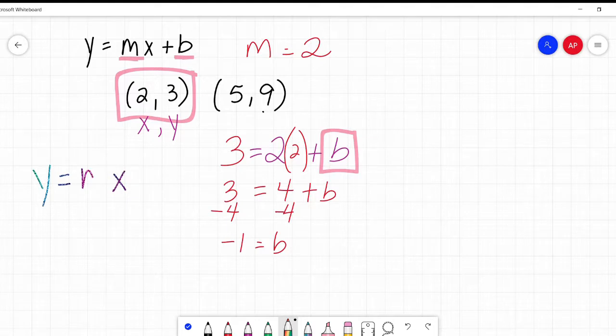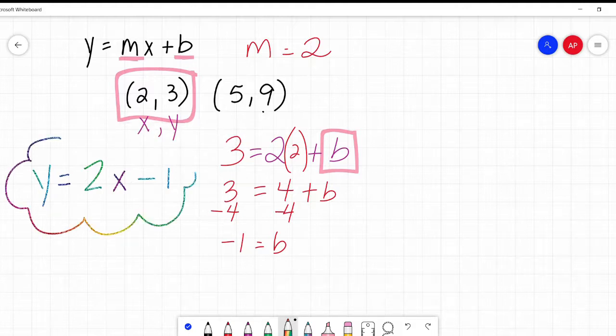So if I'm going to write the formula of this line, start with y equals mx plus b. I now know my m, my m is 2. And I now know my b. My b is negative 1. And voila! There's the equation of this line.